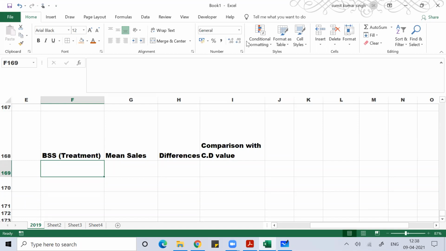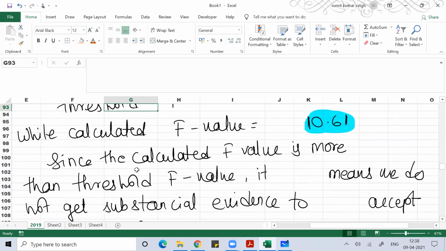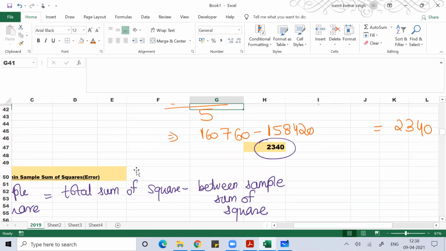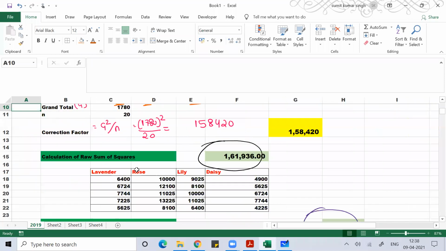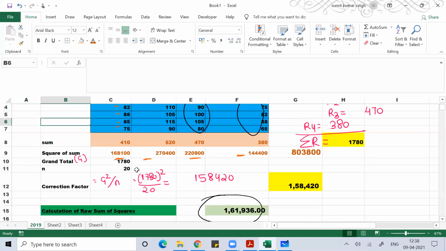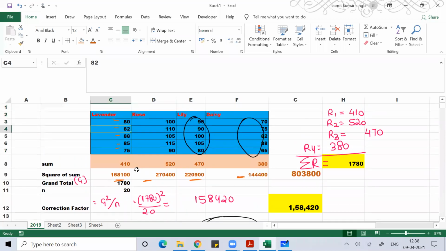So first is lavender. Lavender was one group. What was the mean sales of lavender? You can see your table. The first value, I'm showing you, is 410. You can see lavender, it was 410.